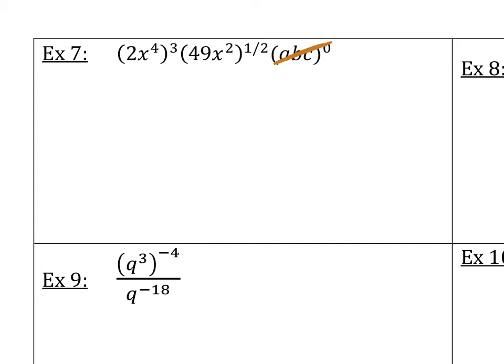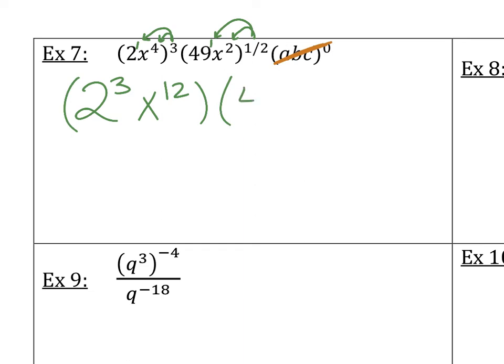After that, I'm going to look for the power rule. Are there powers outside of powers? Yeah. So I'm going to multiply those, but I'm going to make sure I draw all of my 1's in first so that I multiply the right number times the right number. If I just do that step, this is going to be 2 to the 3rd, x to the 12th, times 49 to the 1/2, and x to the 1. All I've done is multiplied the little number to the little number.